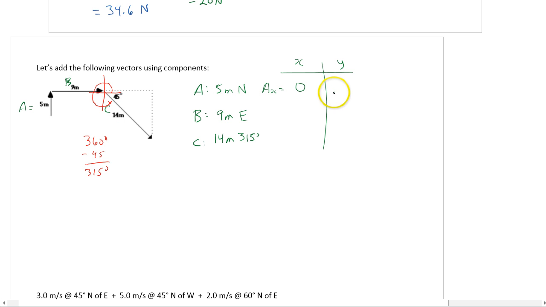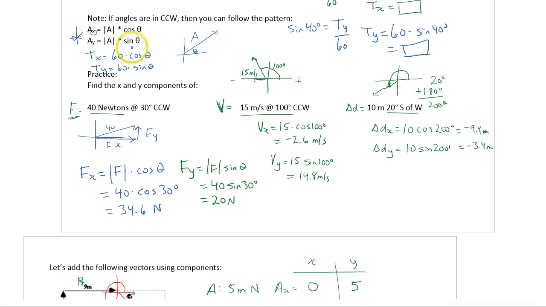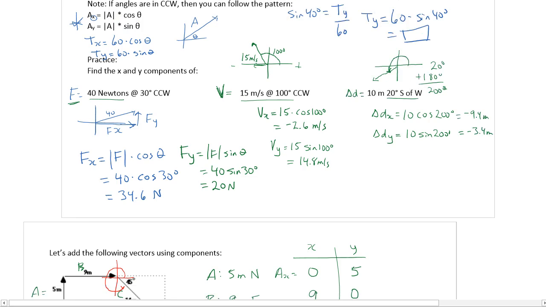How much does it go in the y direction? It goes 5. Now, b is straight east. Straight east is in the positive x direction. So I'm going to get a 9 here and 0 in the y direction. So far it's just thinking about whether north is x or y, and whether east is x or y. Now the last one, this is where we're going to apply what we just learned: the magnitude multiplied by cos for the x and the magnitude multiplied by sine for the y.